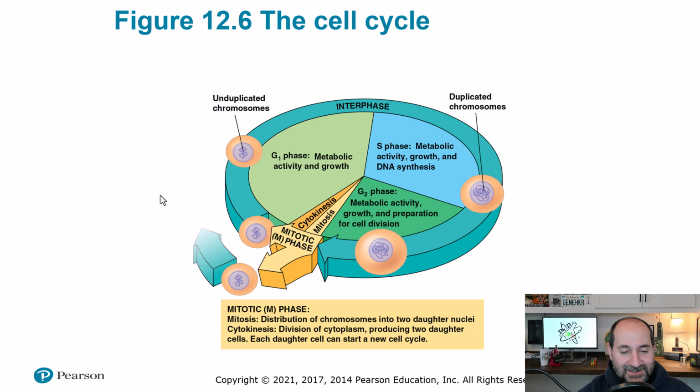So now that we understand how mitosis works, remember mitosis is the separation of the chromosomes resulting in two genetically identical cells. Now it's time for the cell itself to separate. This is known as cytokinesis. So let's discuss how cytokinesis works in animal cells versus plant cells.